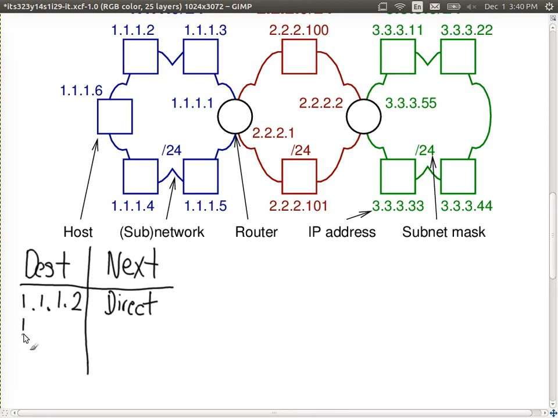What about 1.1.1.3? I want to send from 1.1.1.6. I want to send to 1.1.1.3. What's the next node? Direct. It's on my subnet. Don't send to a router. .4? Okay, it's still on my subnet. .5?